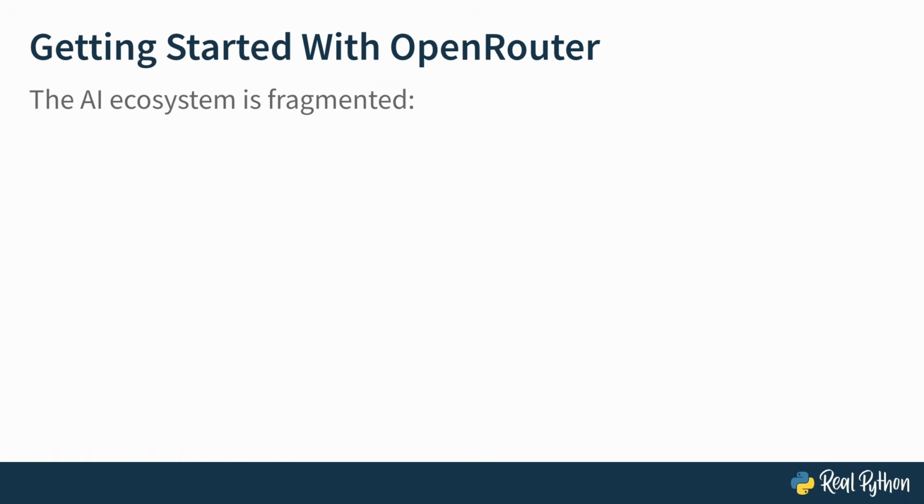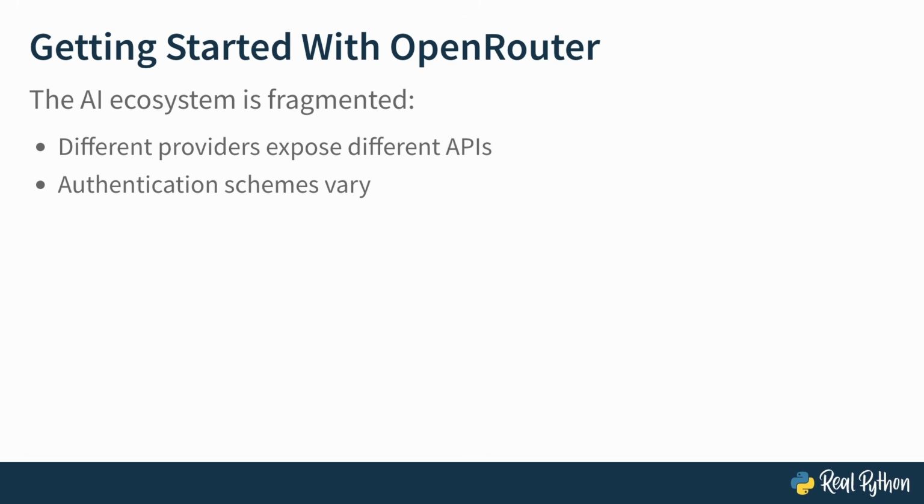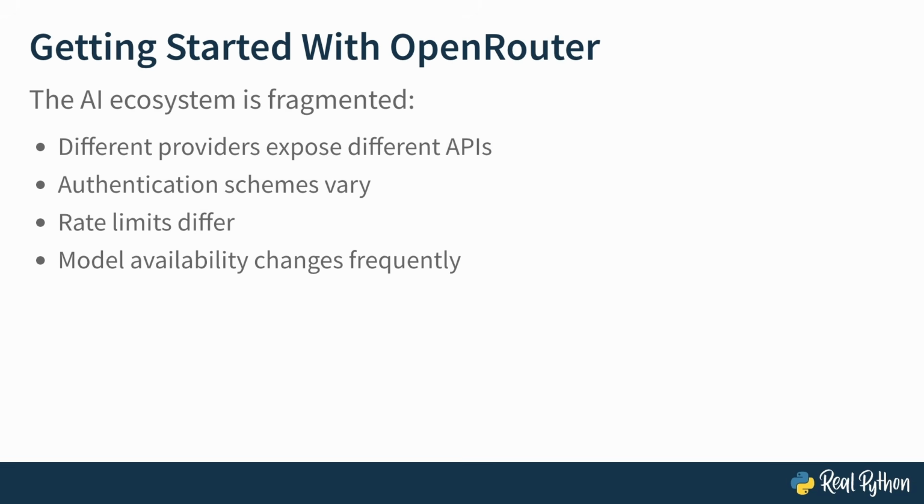Why use OpenRouter? Well, the AI ecosystem is fragmented. Different AI providers expose different APIs. Across those providers, the authentication schemes are going to vary, as will rules around rate limits and token use. Not to mention, model availability is changing constantly. All of this together makes developing for AI complex and time-consuming.